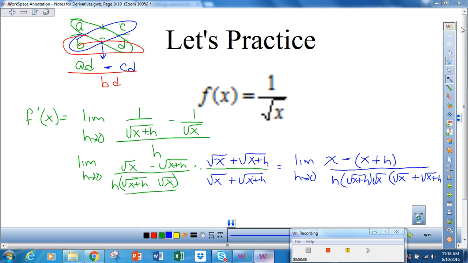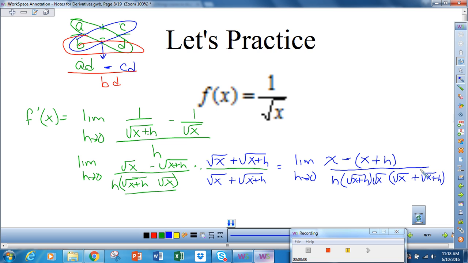Parentheses are really important, people. I can't stress that enough. Parentheses are important. All righty, let's simplify this bad boy.